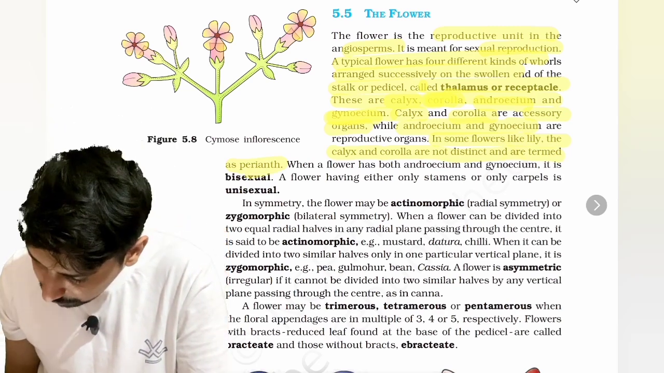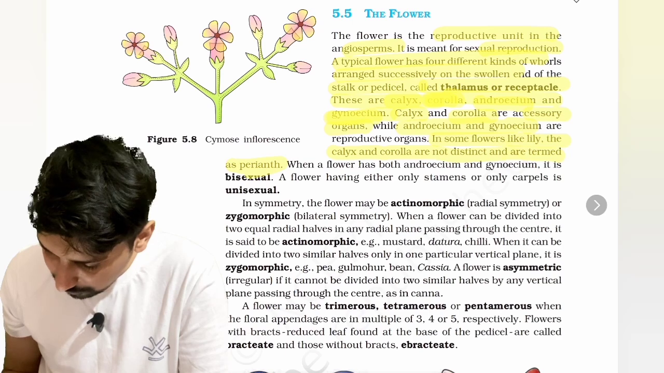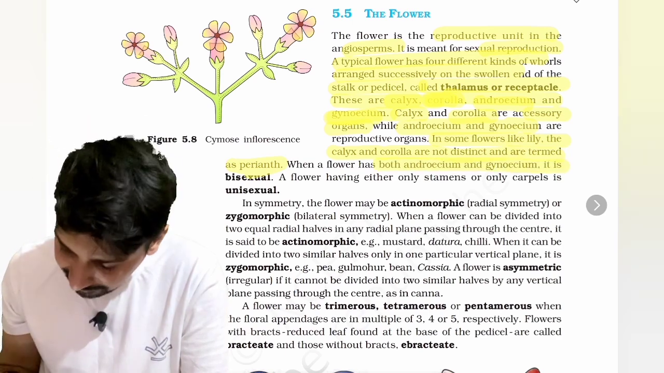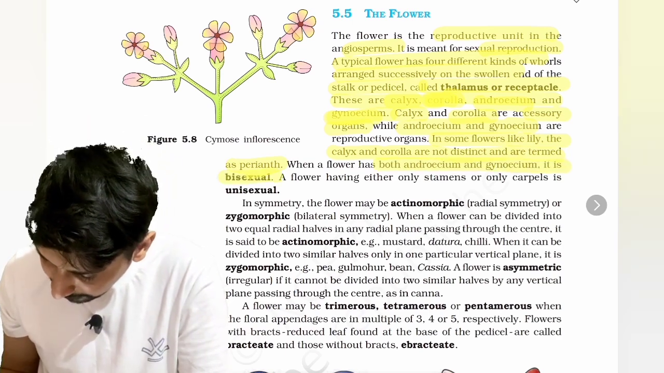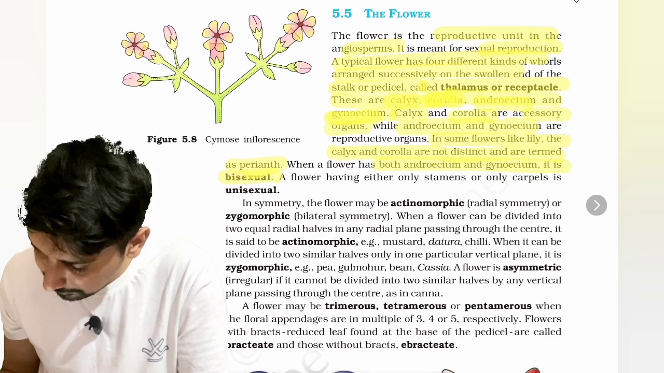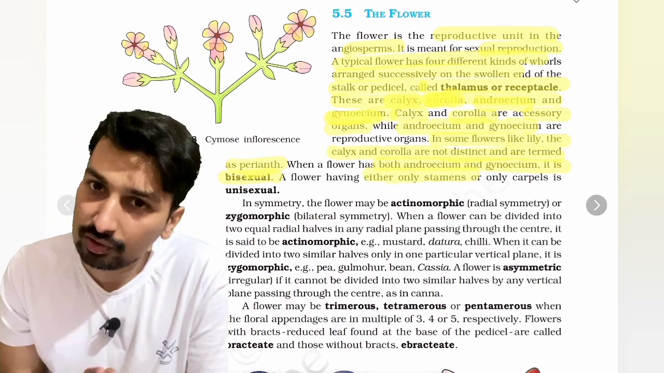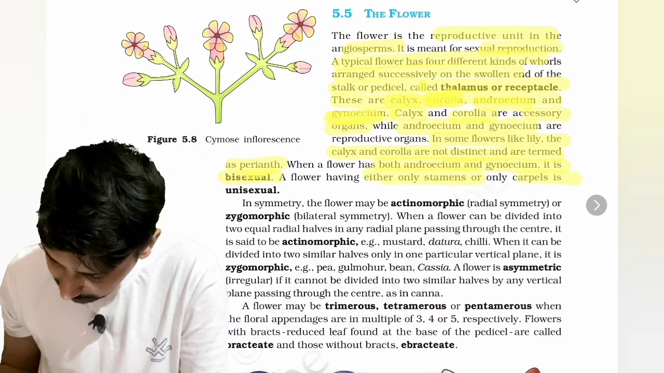While a flower is having both androecium and gynoecium, it is bisexual. If it is having both male and female parts, it is known as bisexual. A flower which is having only either stamen or carpel, either only stamen or only carpel, is known as unisexual.